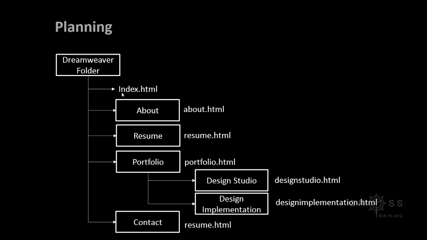So basically we're going to take this index.html page, build it out the way that we want it, link it up, get everything formatted, use it as a template, and then do a File, Save As, and save one as an about.html, a resume.html, a portfolio.html, design studio, design implementation, resume. That way we don't have to go through each and every one of these pages and create them from scratch. We can just use this index.html as a template.